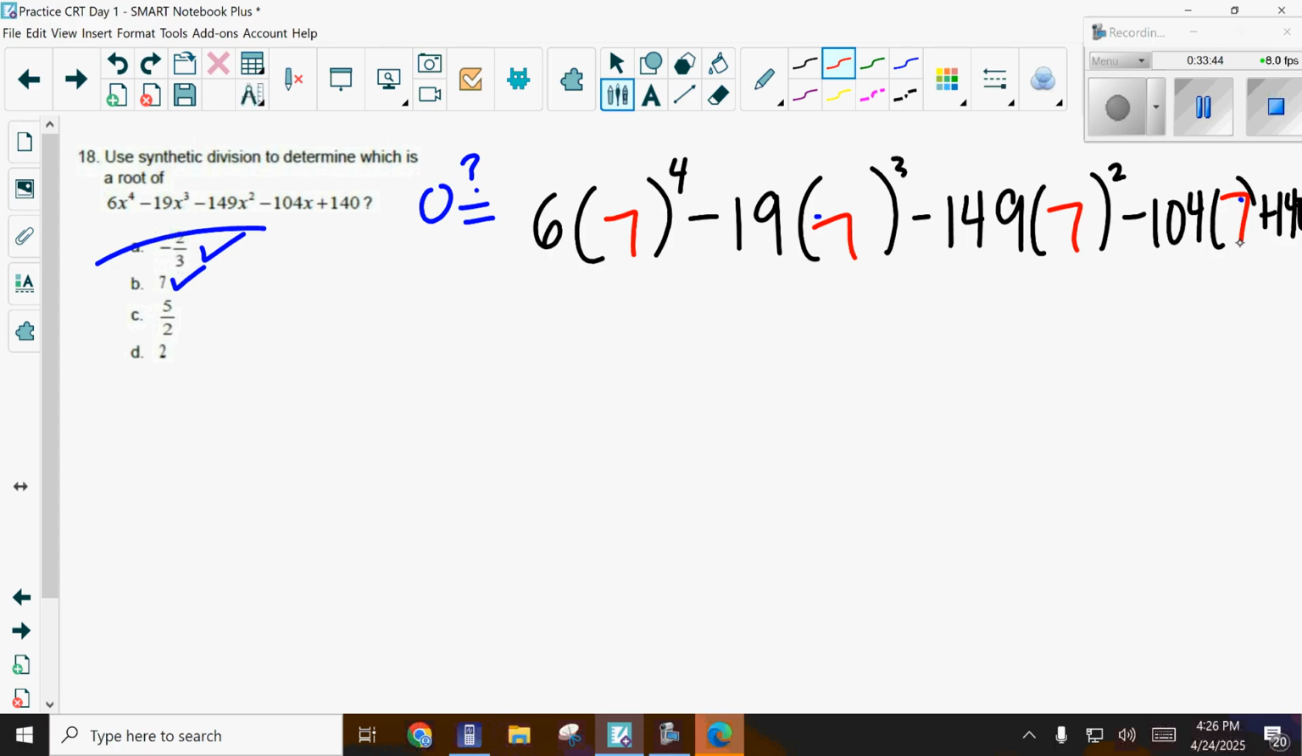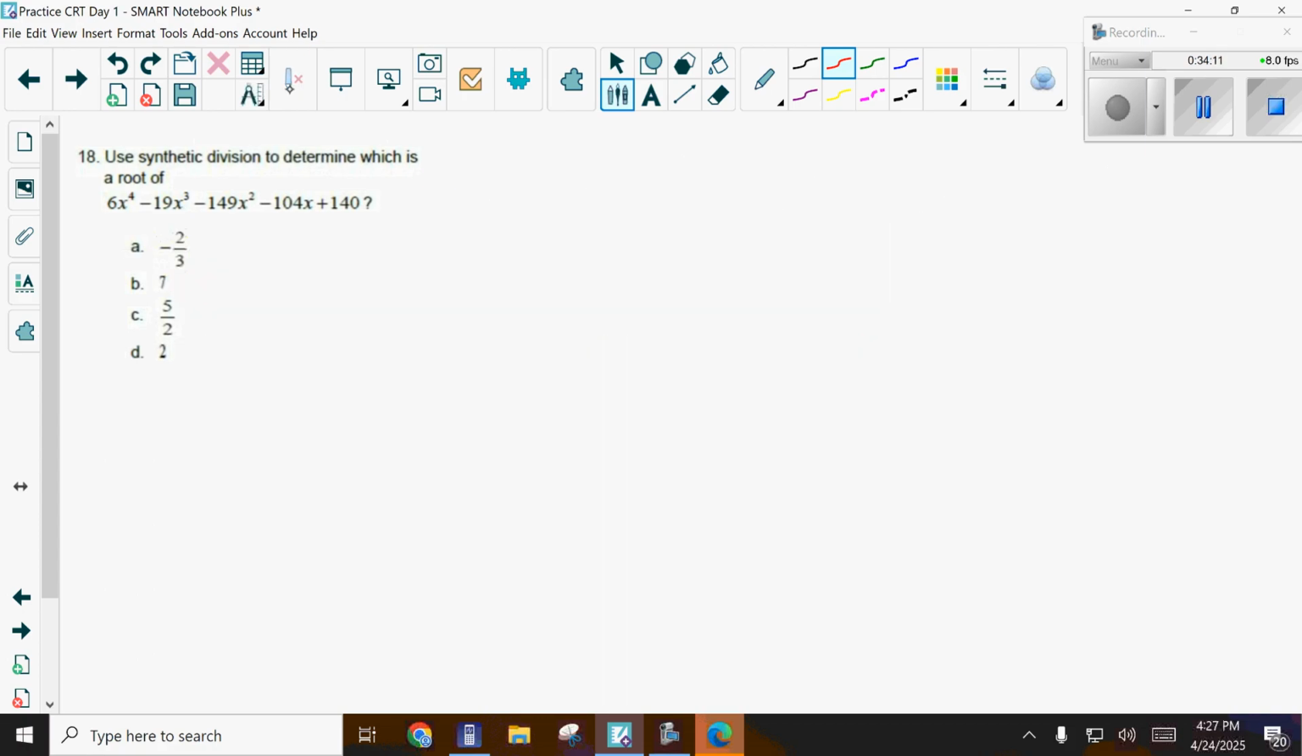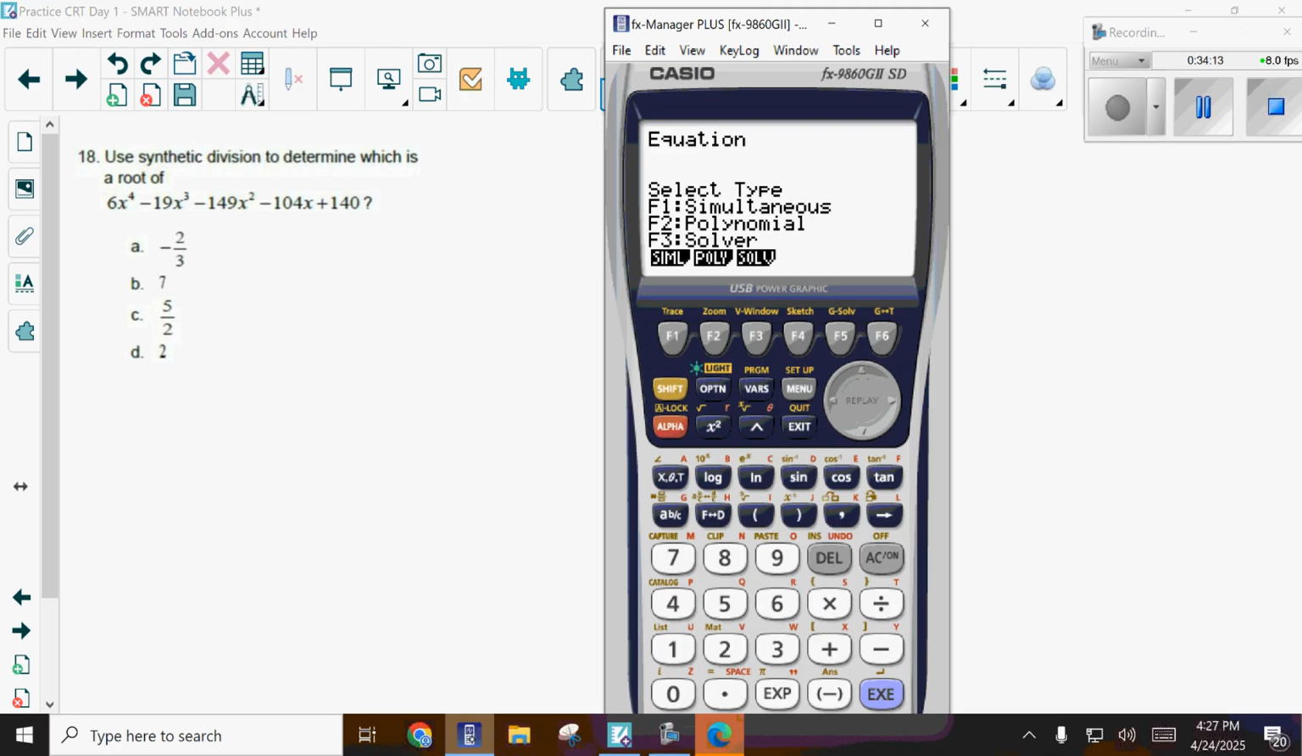Another way to do it is by using synthetic division. 6 minus 19 minus 149 minus 104 plus 140. And then we use negative 2/3. We drop it, we times it, and we do all that stuff. But it's just like the last one. You would have to test it possibly up to 4 times. And these aren't in any order like ACT. That's too much work. Fastest way to do this is if it's a factor or if it's a root, it's going to give you a 0, which means it's a solution.